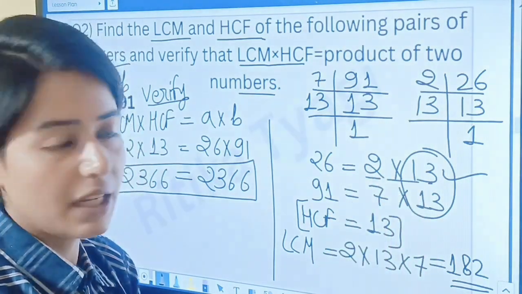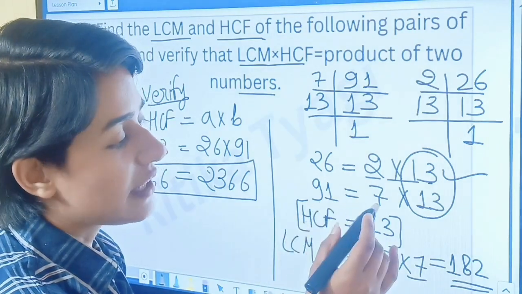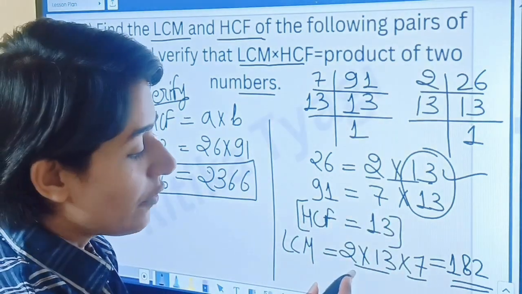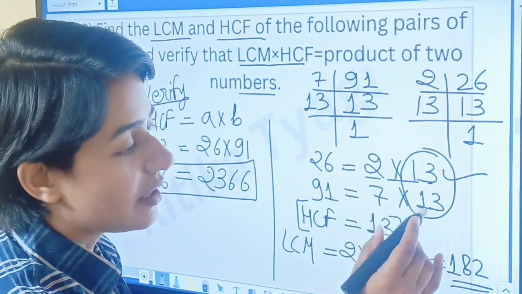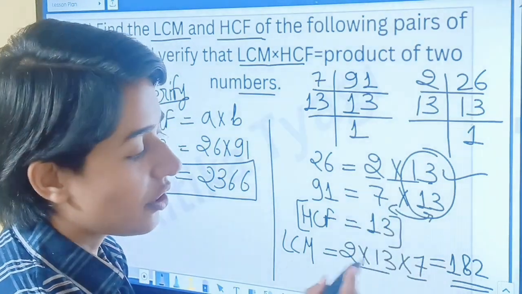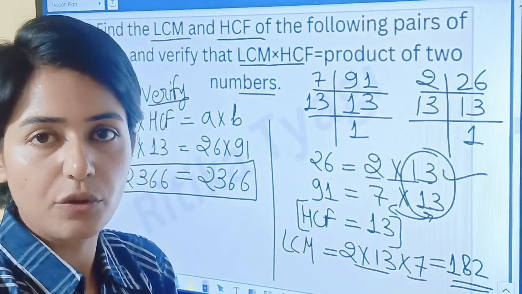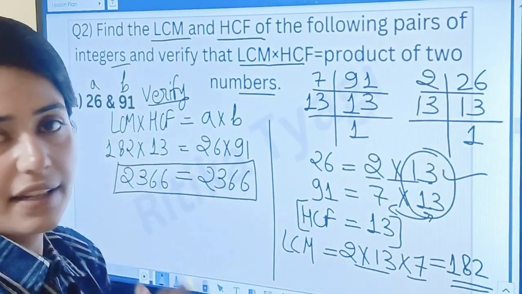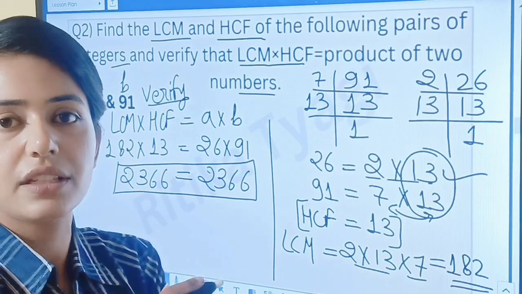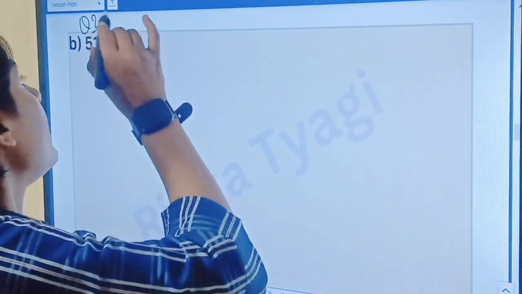We write 2 multiply 13. In 91, the factors are 7 and 13. So we have to multiply that number which is not included in this. 13 is already present, so we have to multiply the 7 and we get 182, the LCM. Next we verify the relation and we get 2366. Solving question second, part B.